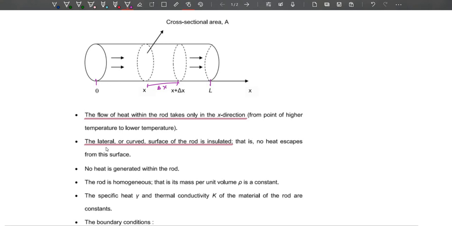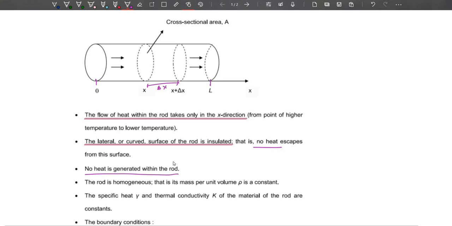Second, the lateral or curved surface of the rod is insulated. That means the curved part, the cover of the rod, is insulated, so no heat escapes from the surface. And no heat is generated within the rod.